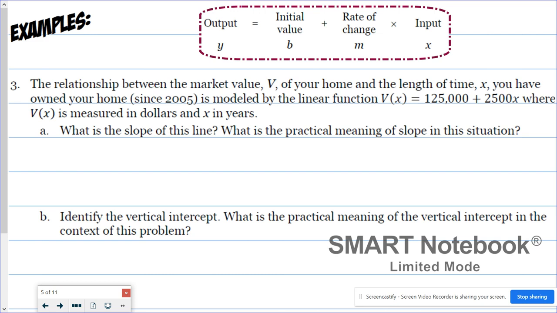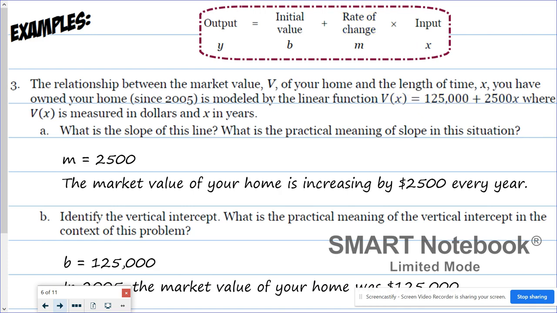And what is the practical meaning of the slope? Okay, well, here's our function. And the slope is the rate of change. And the rate of change is what's attached to that input variable of x. Therefore, the slope of this line would be 2,500. So what is it representing? Well, in a previous lesson, we talked about how you can interpret a rate of change. And basically, we want to say that the output quantity is either increasing or decreasing, and then by how much, how often.